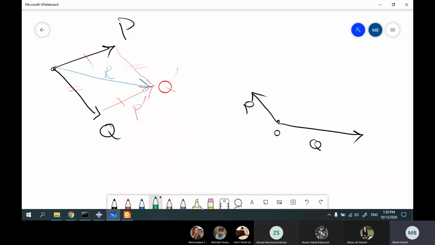first, as I said, I need to draw a force parallel to P, like P prime. As I said, they are parallel and their magnitudes are equal. The second one is Q prime. Look at the direction.